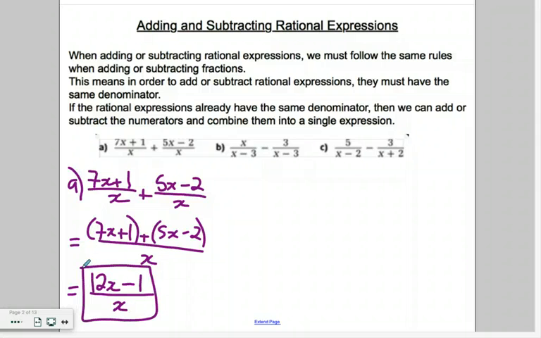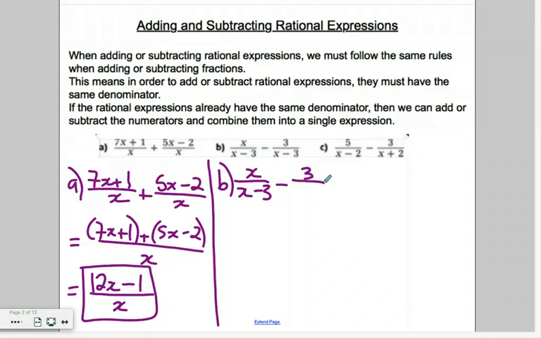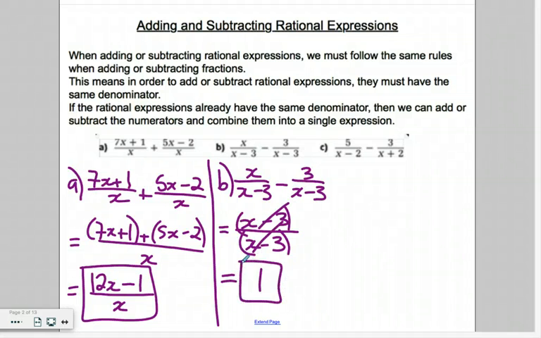If we look at b here, what we have is x over x minus 3 minus 3 over x minus 3. Once again, I have the common denominator, so I can subtract those numerators together. What I'm left with is x minus 3 all over x minus 3. I should realize from our lessons on simplifying rational expressions that these are the exact same numerator and denominator. So this entire factor is the same as this entire factor. It cancels, and I'm just left with 1.